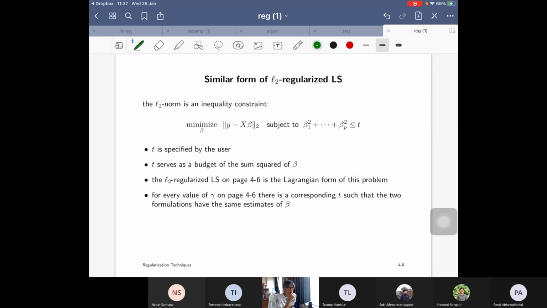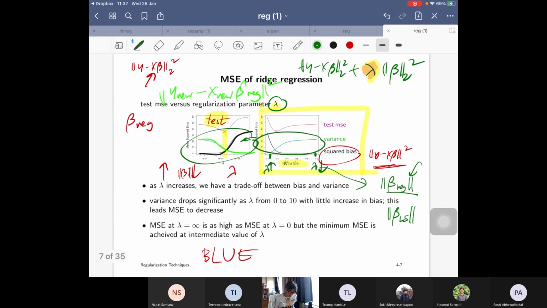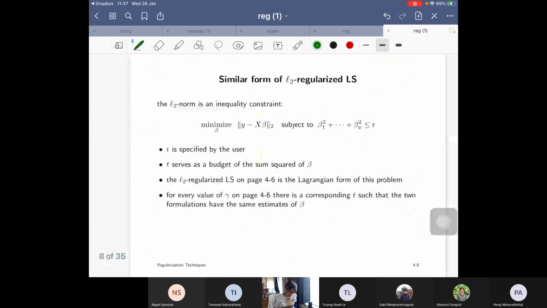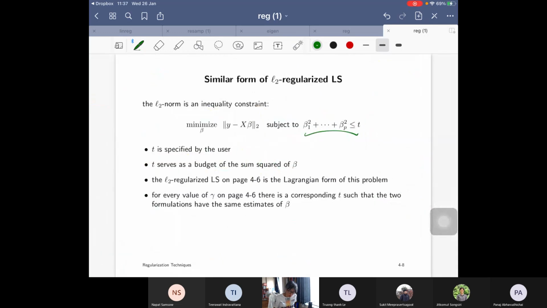Ridge regression also has a similar form that people have used in practice. We can move the L2 regularization into a constraint. So instead of having this formulation, we can also put the optimization this way: the 2-norm of beta squared is less than some number.